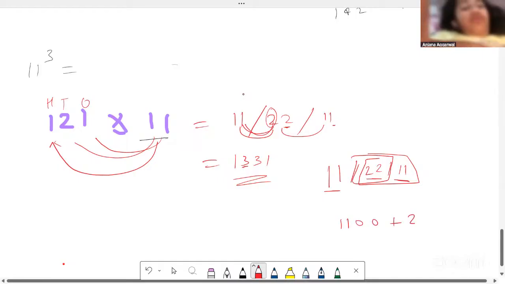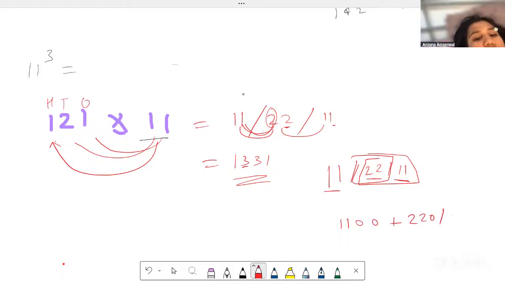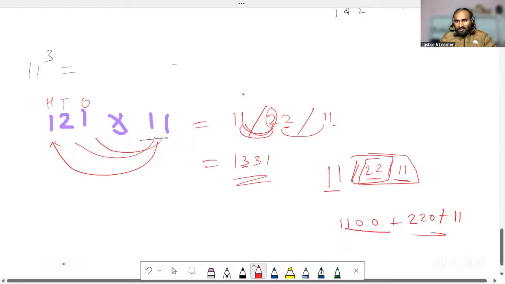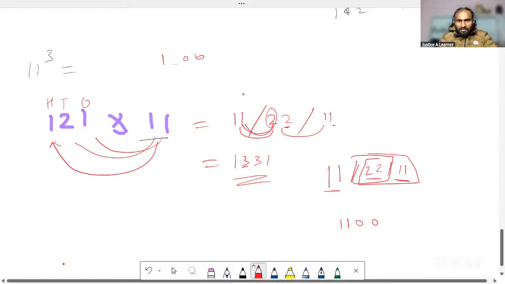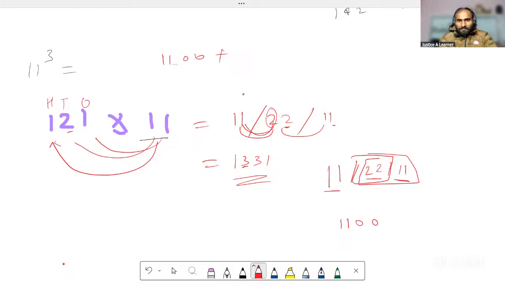So that would become this thing. But I don't want to make it look like this. That would be more complicated for me. Okay, I understood what you mean to say. You mean to say 11 times 1 is 11, so I would write 1100, right? And 11 times 2 is 22, so this is tens, then I will add 0. And then 11 times 1 is 11, I would add no 0 because it's ones.